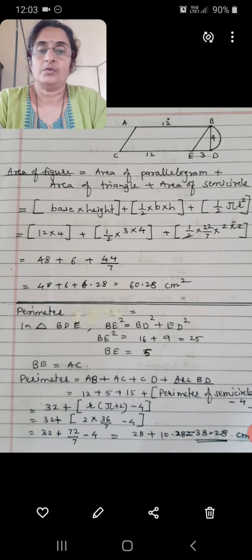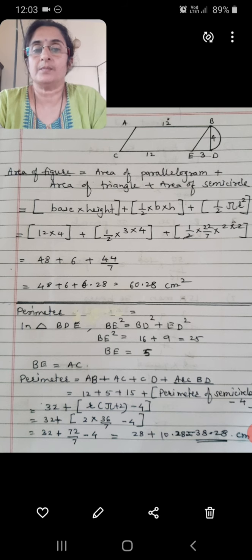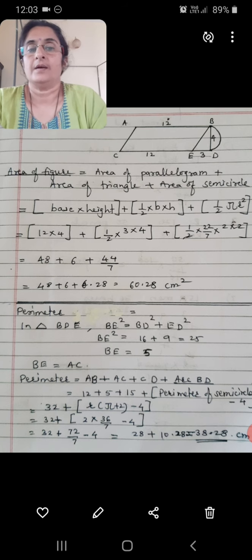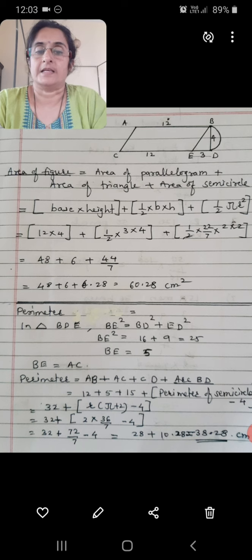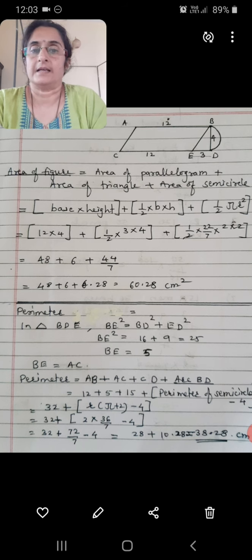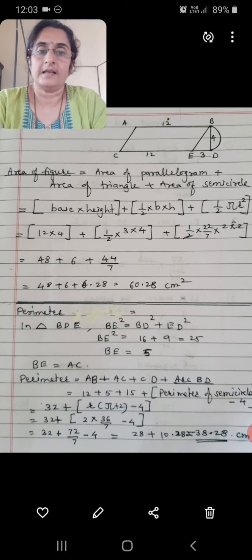Fine. Now, to find out the perimeter, we should know all the boundaries. So what all comes in the boundary now? First, the line BA will come, that is given as 12 centimeter. Then AC, that is the side of the parallelogram, will come. Then again the base of the parallelogram, that is CE, will come. Then ED, the base of the triangle, and DB, that is the arc of that semicircle. So all that together is going to be the perimeter of that given figure. So let us start with the calculation now.